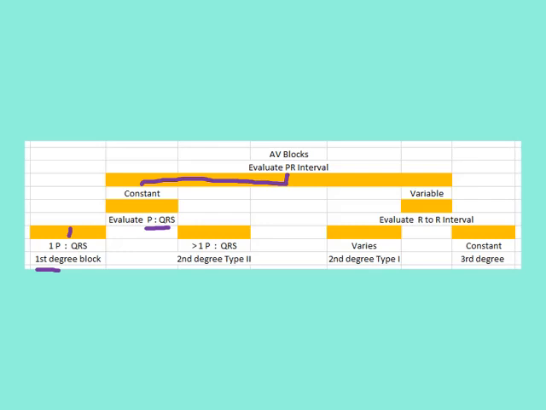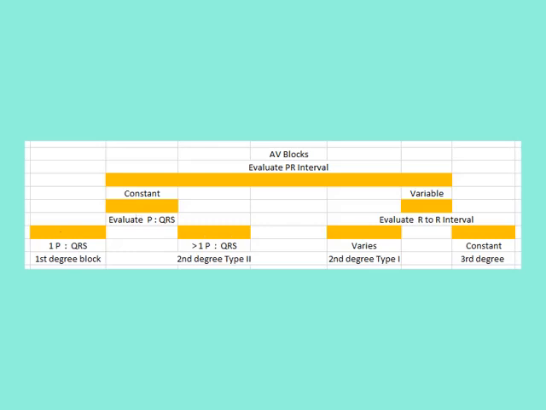Everybody with me? All right. If you have more than 1 P per QRS, you have a second degree type 2. Remember, second degree type 2s have constant PR intervals for conducted beats, but they have more than 1 P for each QRS. So if the PR interval is constant and you have 1 for each QRS, it's a first degree. If you have more than 1 P for each QRS, it's a second degree type 2.